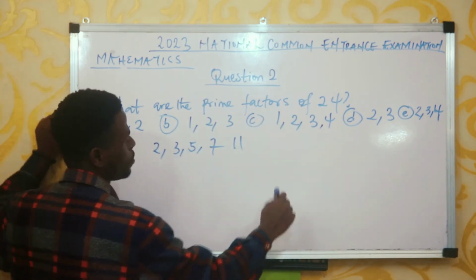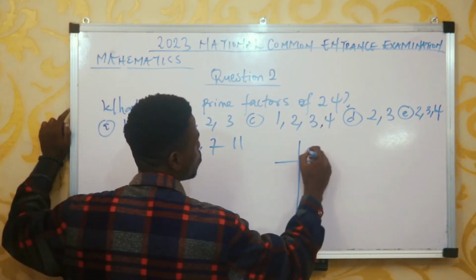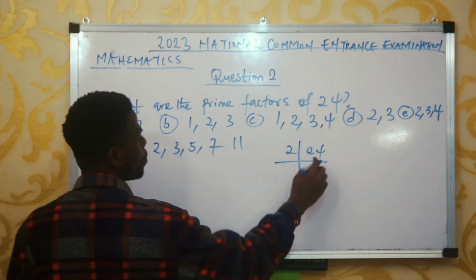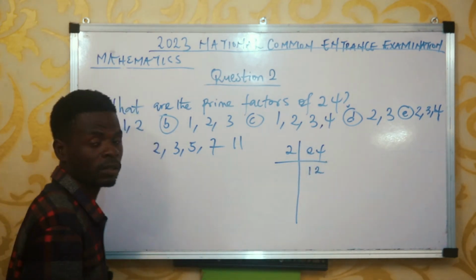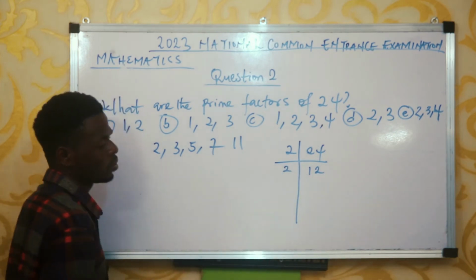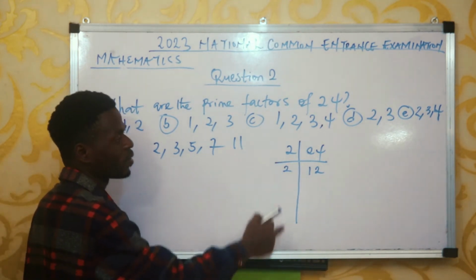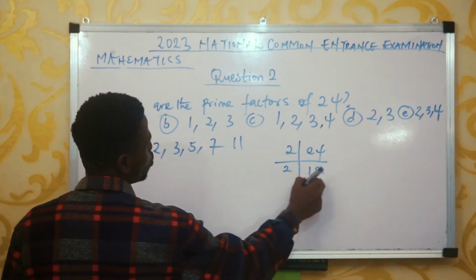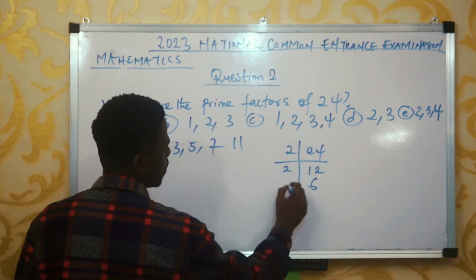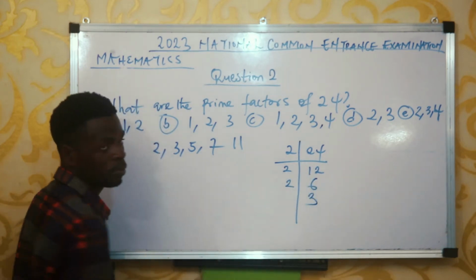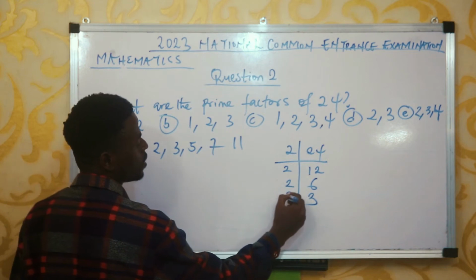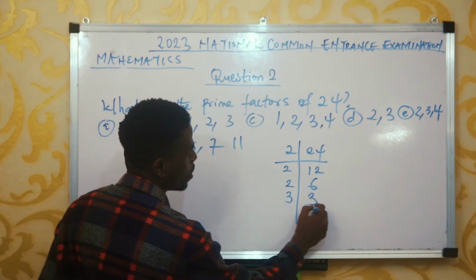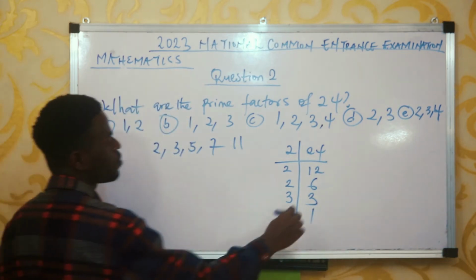So, let's draw our line and place our 24 here. So, put our 2 here. 2 in 24 will give us 12. Take note of that. We put 2 here again, because 2 is a prime factor. We use a prime factor to find the fraction there. So we have 2 in 12 is 6. Then 2 in 6 will give us 3. Then 3, the next prime factor, is 3. So 3 divided by 3 will give us 1.